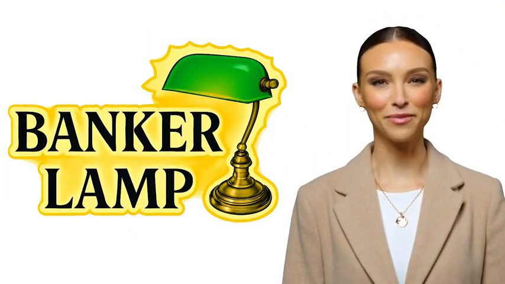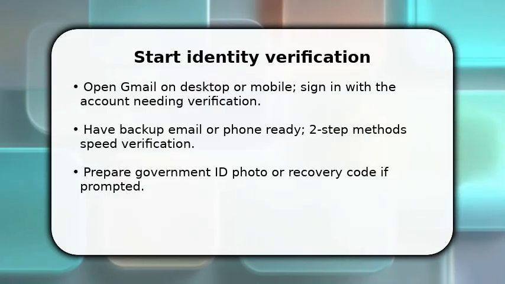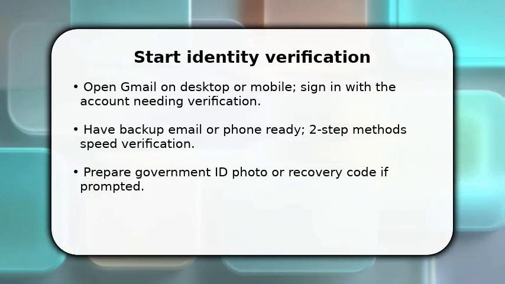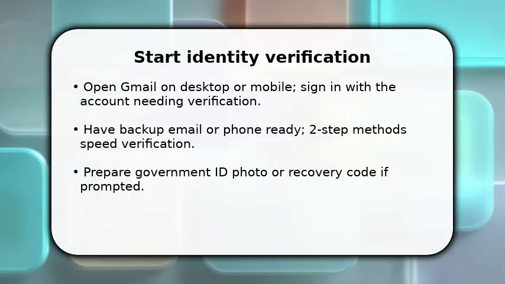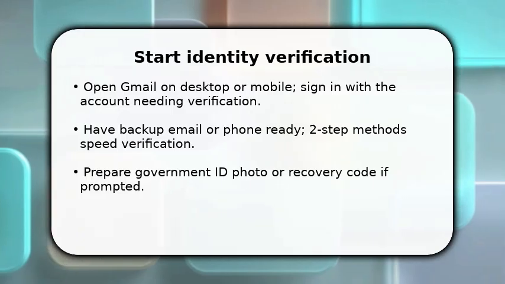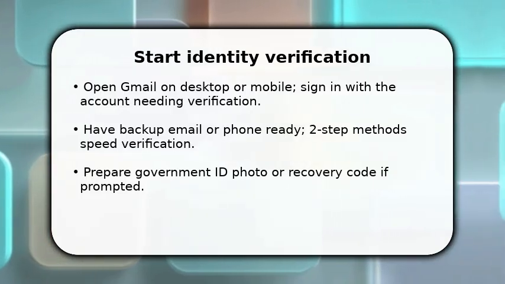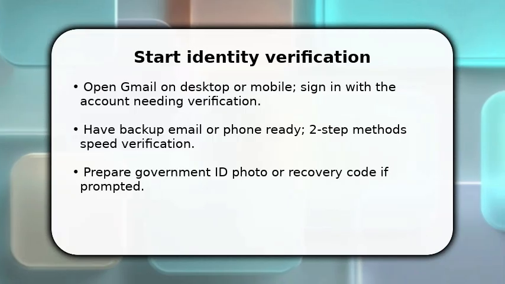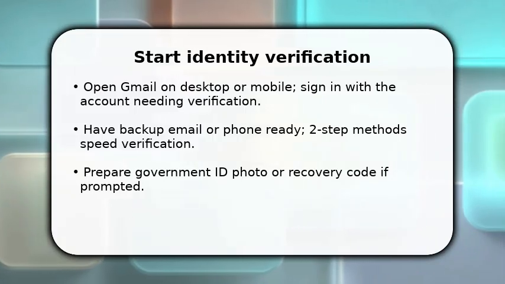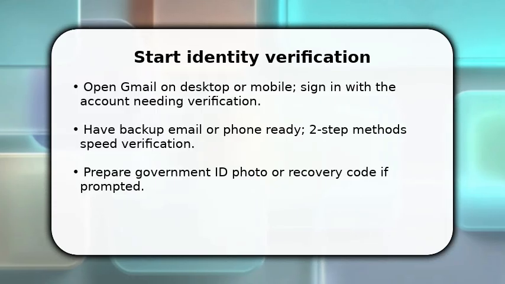Please enjoy the video. You're signed in and ready. Begin by opening Gmail settings and choosing Accounts or Security. Once there, select Verify your identity or security checkup to trigger the flow. Make sure your recovery phone or email is accessible because Gmail will send a code.